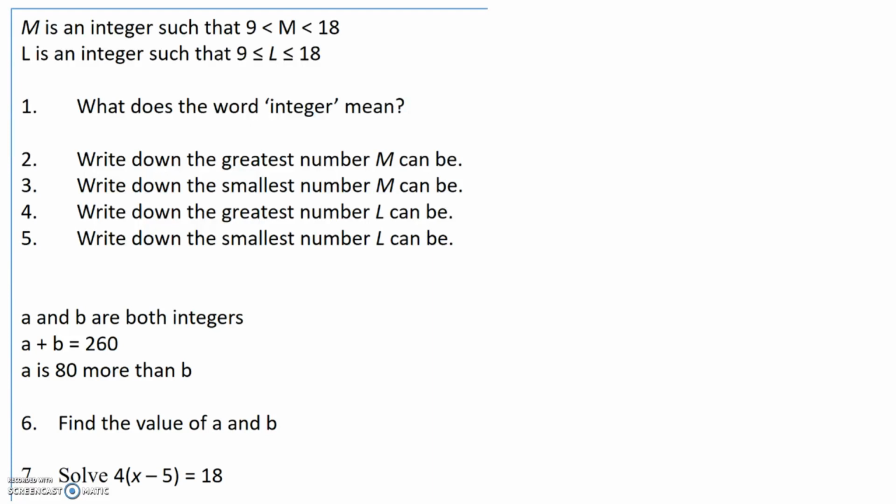So m is an integer such that, right, before we look at the such that, if we don't know what that word integer means, we are not going to get this question right. Okay, so number 1, what does the word integer mean? Right, an integer is just posh for a whole number. So an integer is a whole number. So 3 is an integer. 3.2, not an integer.